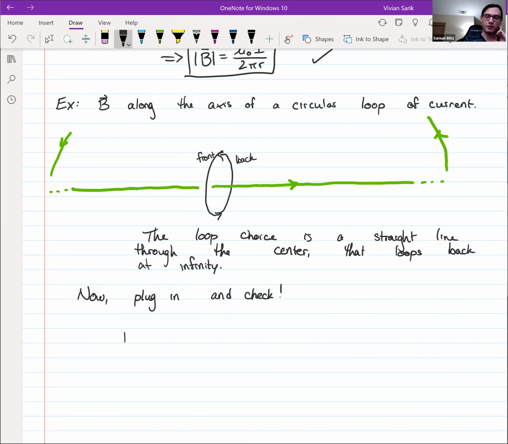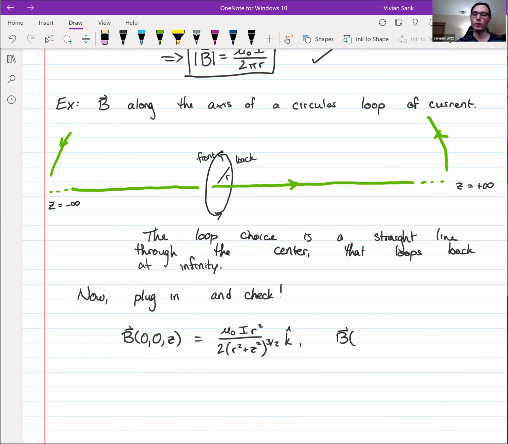So we know that the magnetic field along the center line is mu naught I times r squared, where r is this distance here, over 2 times (r squared plus z squared) to the 3/2, in the k-hat direction. Here is z equals plus infinity, and here is z equals minus infinity. It's a terrible z. And we know that the magnetic field at infinity, regardless of where you are, is 0. It just has to be.